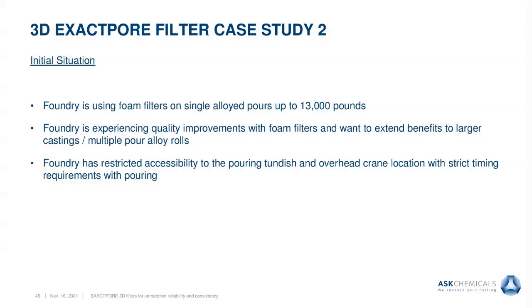The initial situation is that the foundry currently uses foam filters on single alloys poured up to 13,000 pounds. This foundry is experiencing quality improvements with the foam filters, but wanted to extend that benefit to larger castings or castings that had multiple pour alloys. This foundry has restricted accessibility to the pouring tundish and overhead crane location, with strict timing requirements for pouring.